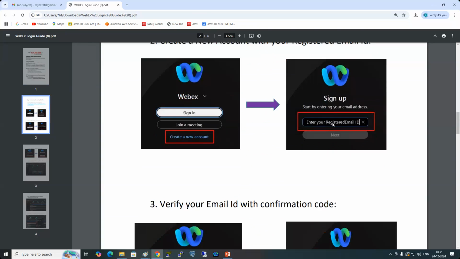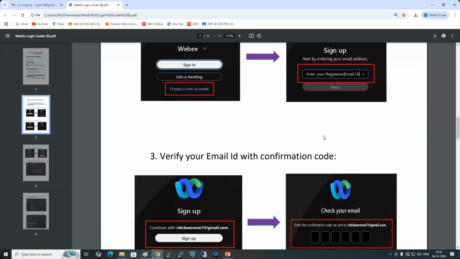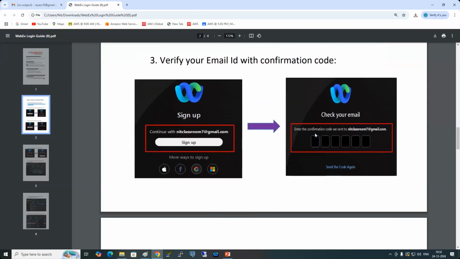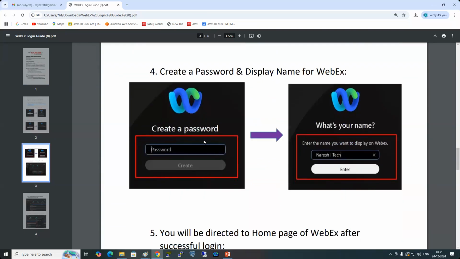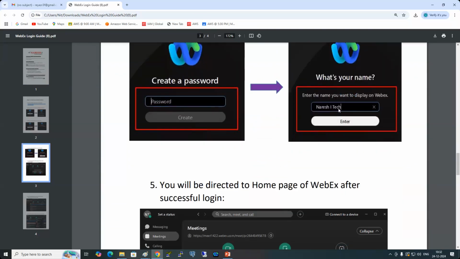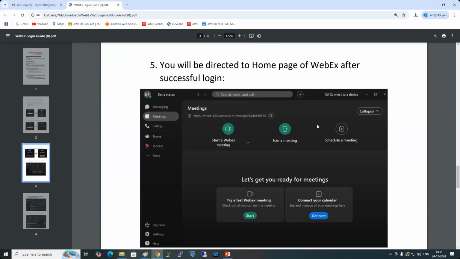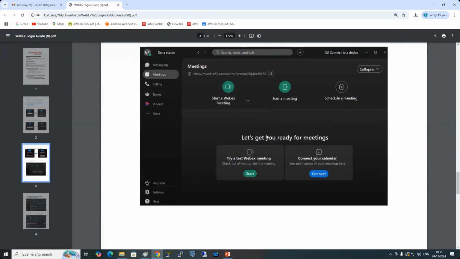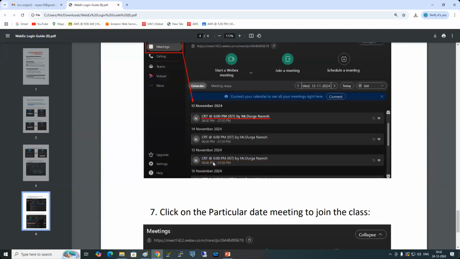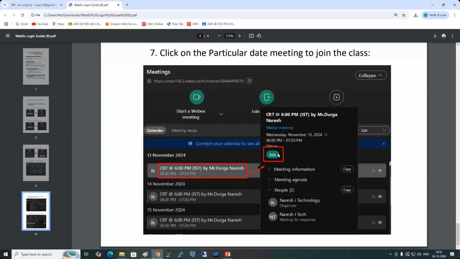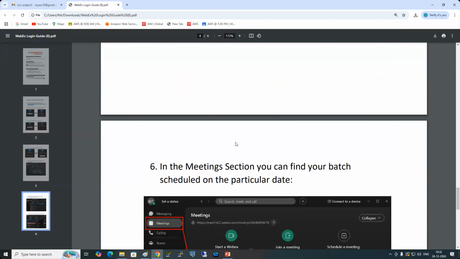Give the valid email ID which you used for registration and enrollment, then verify your email, check your email, provide the code here, and create a password. Use your proper name, don't use a nickname. Then click on Meetings, click on whichever meeting you have, and click on Join. This is how you should be joining the WebEx meetings.